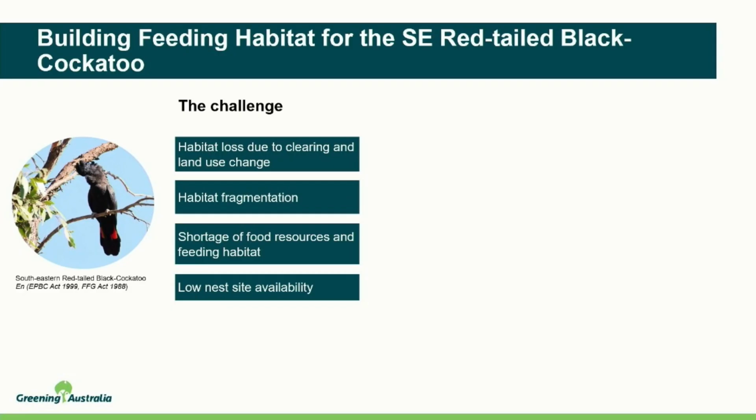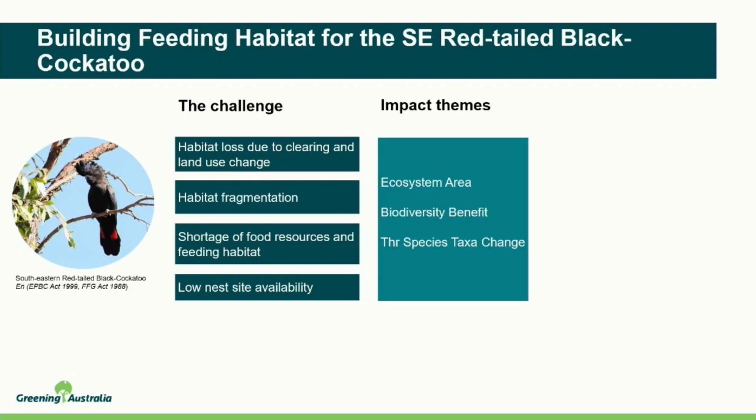This species is facing a number of challenges, including habitat loss and fragmentation, and this is really causing a shortage of food resources for this species and nest site availability. So our actions to support the conservation of this species are framed by several of these impact themes, including increasing ecosystem area, increasing biodiversity, and hopefully contributing over the long term to a change in threatened taxa. And I'll touch on these at a high level today, but don't have time to go into the nitty-gritties.